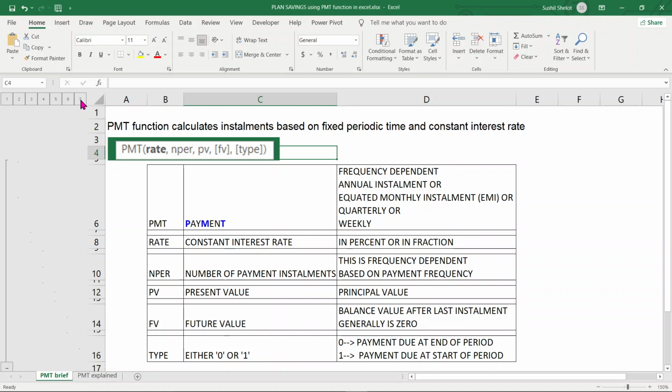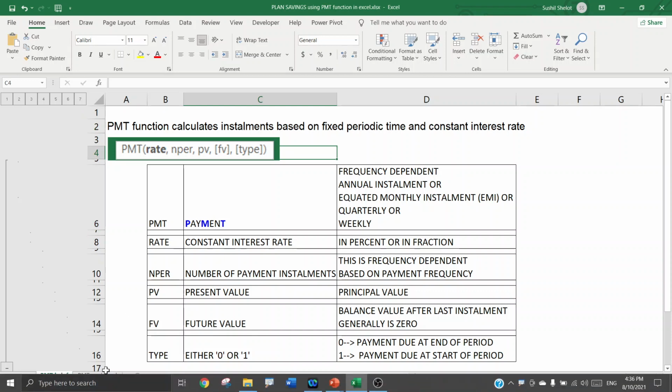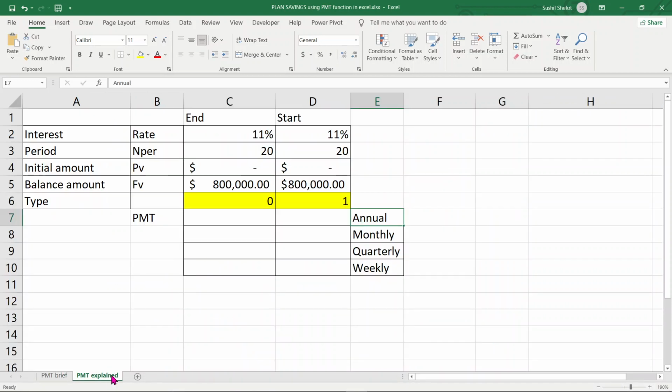With this brief about the PMT function, now let's get on to how the calculations of these savings can be done by every individual, and let's get on to the next worksheet. Here in this worksheet, we have the details of the interest. The rate is 11%. The period, that is Nper, I have considered say 20 years. 20 years is quite a time for a person to do his savings and it is essential to do long-term planning. The next thing is the initial amount, and as I said, the initial amount shall be 0.